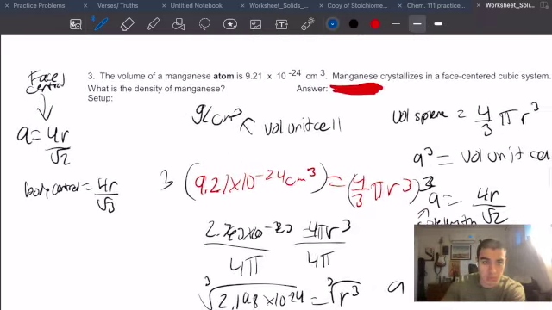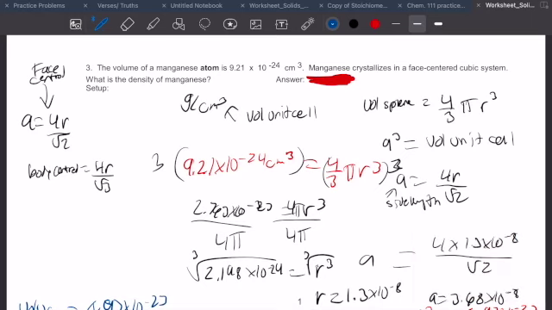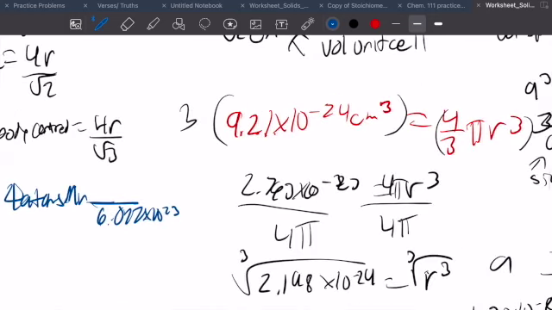So how do we get grams? To get grams, we're going to have to go through the molar mass, but they don't give us grams. However, since it's face-centered cubic, we know that 4 atoms are present in this cubic structure. So I'm going to start off with 4 atoms of manganese, over 6.022 times 10 to the 23rd power, 1 mole of manganese.